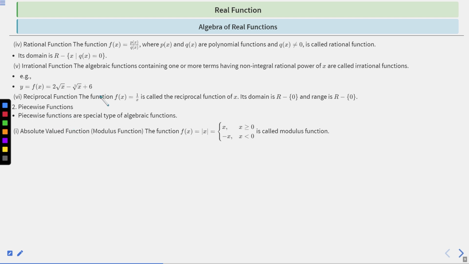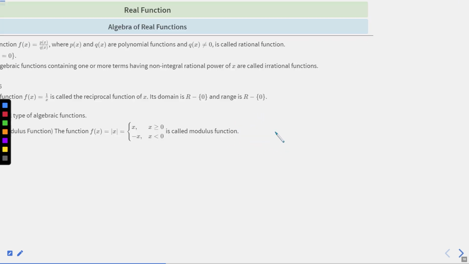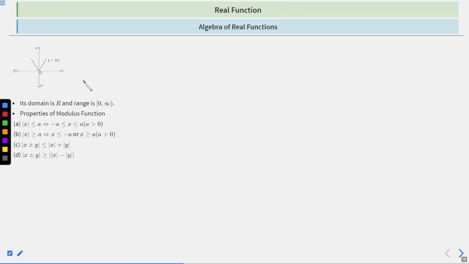So now next is piecewise functions. Piecewise functions are a special type of algebraic functions, absolute valued functions, right? Let's see absolute valued functions, modulus functions. The function f(x) equal to absolute value of x, or modulus of x, is represented as x when x is greater than or equal to 0 and minus x when x is less than 0, and is called the modulus function, right? The graph of the absolute value function or modulus function is basically this. You can see that y equal to x when x is greater than 0 and y equal to minus x when x is less than 0, right? So it is basically the graph of y equal to mod x, or absolute value of x.